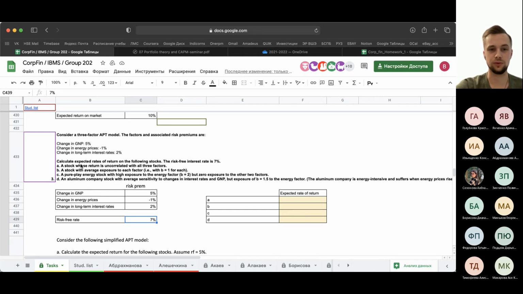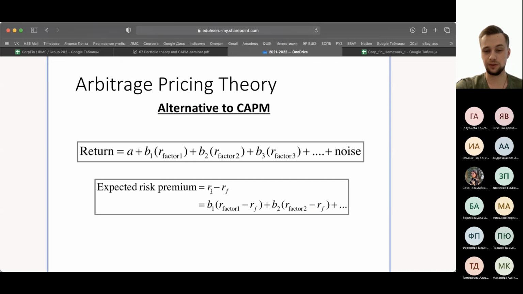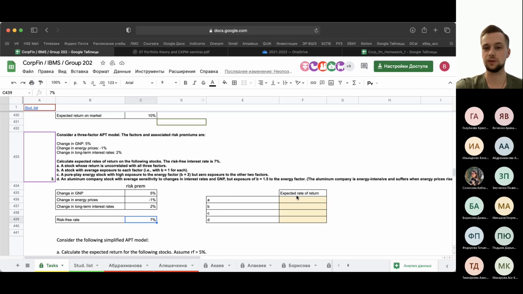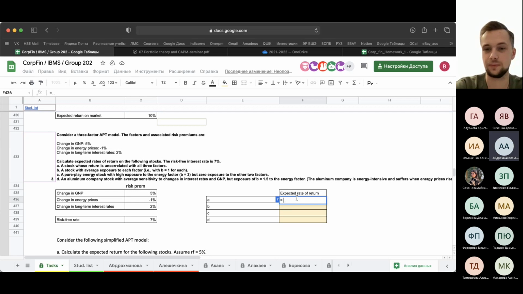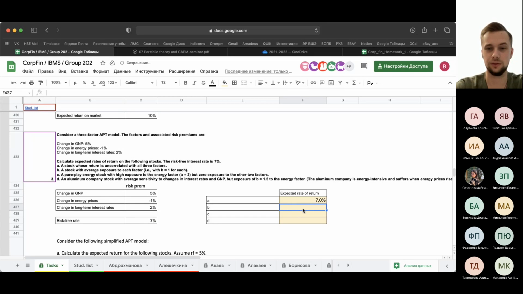Let's calculate the expected rate of return of some stocks. Let's start with a stock whose return is uncorrelated with all three factors. When we are talking about uncorrelated, it means that the betas here are zeros. So how do we calculate it? Can you help me? So it's just the simple risk-free rate? Yes, because beta is zero, the other terms are zeros. Okay, so it's just the risk-free rate.